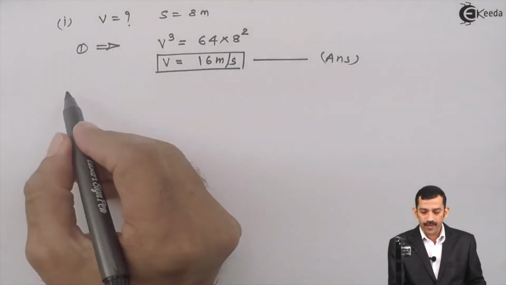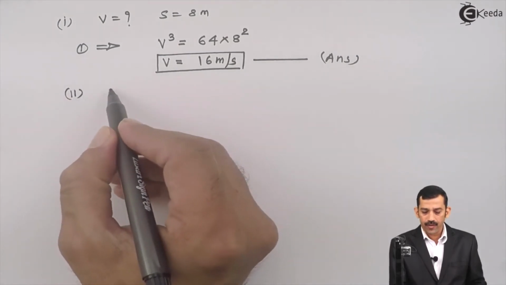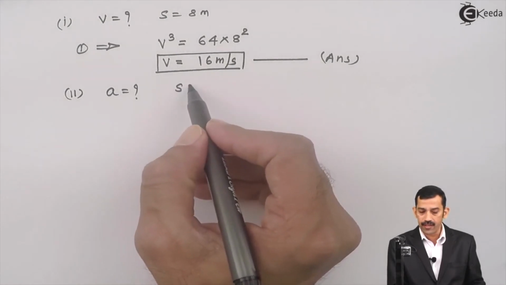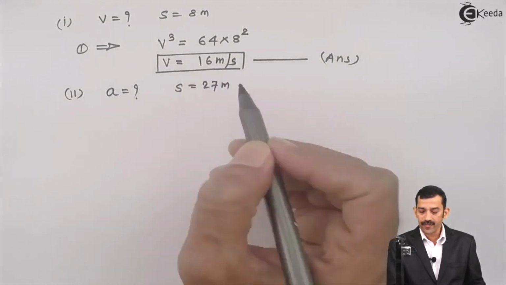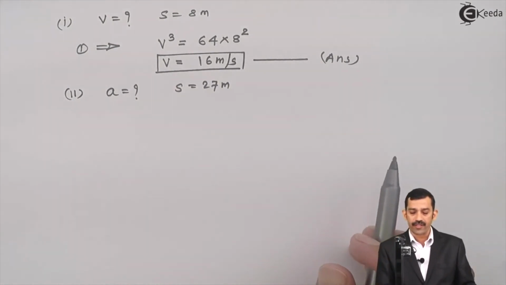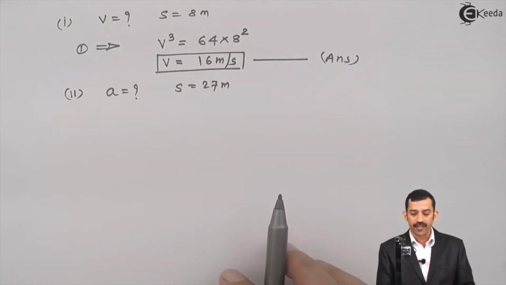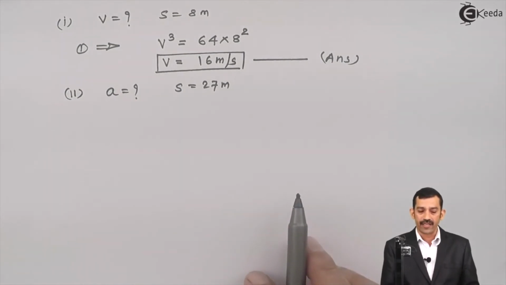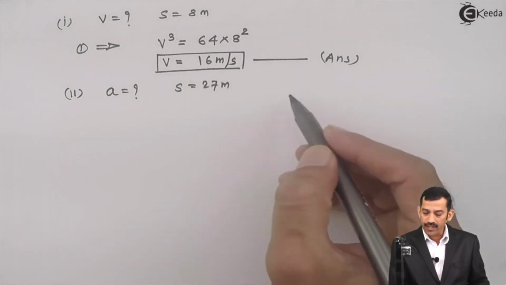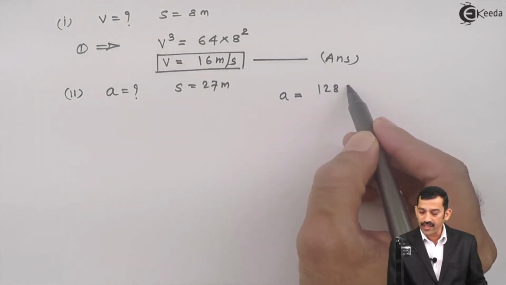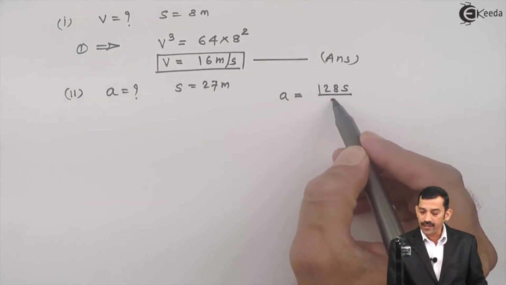Second part of the problem, what is asked? What is the acceleration of the particle when distance covered is 27 meters? Now what first equation is available? It is the relation between velocity and displacement. But now for acceleration and displacement, you have to find acceleration directly from s. Is there any relation between a and s? That is nothing but the equation of acceleration, which we derived: 128 s upon 3v.